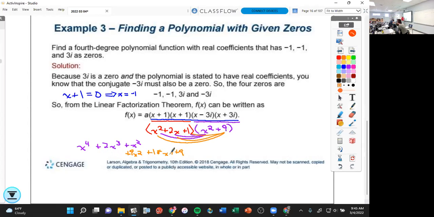Combining like terms. Whoops. What do we got going on here? What's that supposed to be? That's just a plus. Okay, there we go. Thank you. Final answer. X to the 4th. So that is the 4th degree polynomial with a being 1 that has solutions of -1, -1, 3i, -3i.